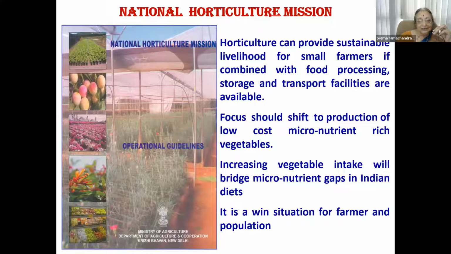India invested heavily in horticulture in the first decade of 2000. Why? Because with shrinking land holdings, horticulture can provide sustainable livelihood for small farmers and can be combined with food processing, storage, and transport facilities. It will improve rural income. The focus shifted to production of low-cost micronutrient-rich vegetables.